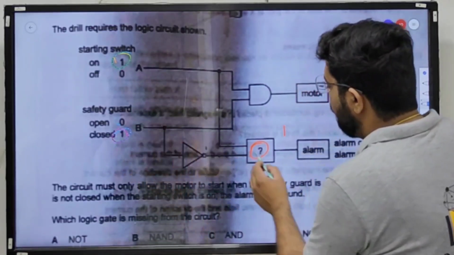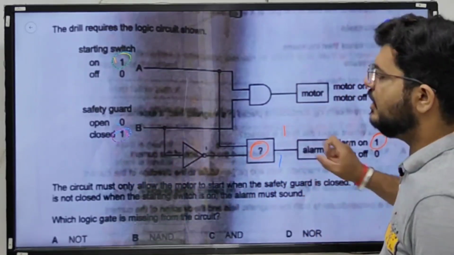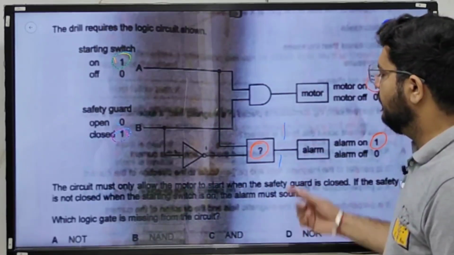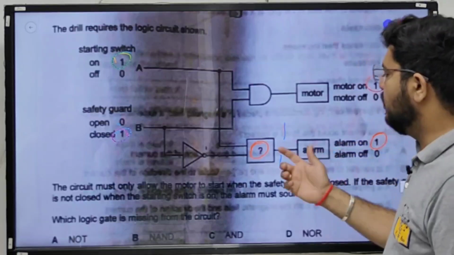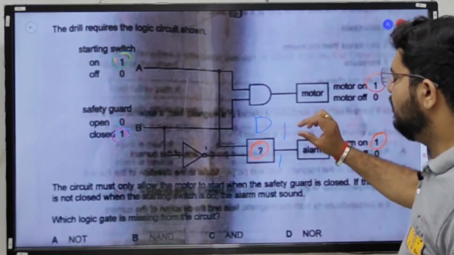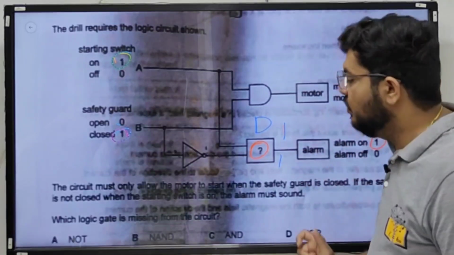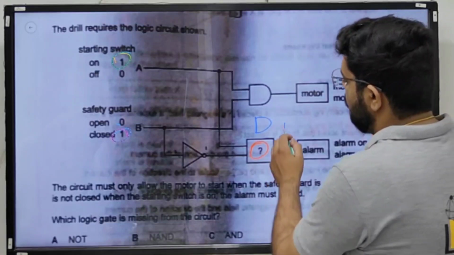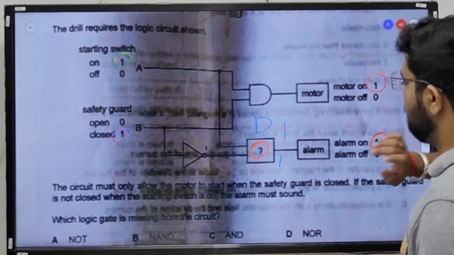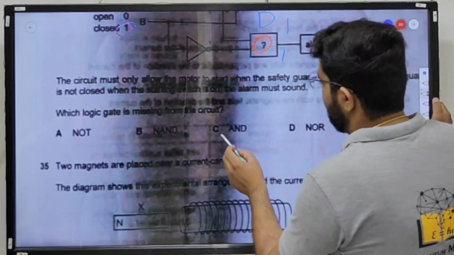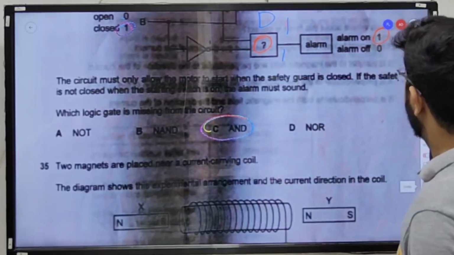When the output from here is 1 and when the output from here is 1, the alarm must sound, right? 1 and 1 gives 1 with an AND gate. If either of them is 0, the answer becomes 0. If both of them are 0, the answer becomes 0, right? So if I need 1 and 1, the answer is AND gate again. So I will take the answer AND gate.